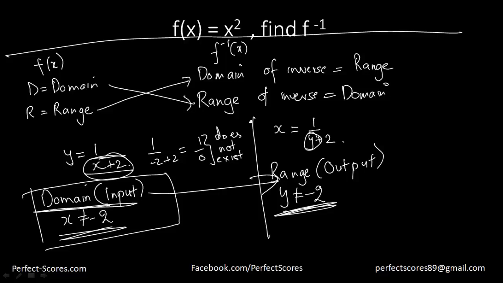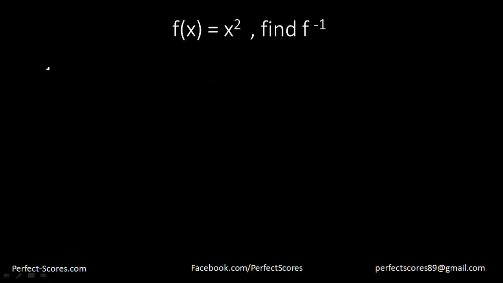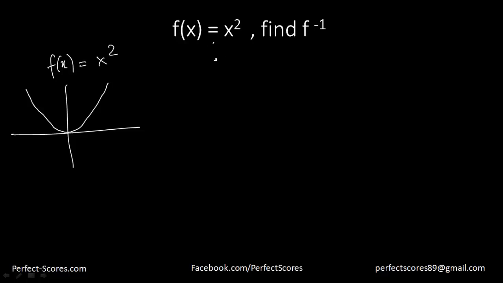Now let's talk about the other thing also, that is what happens geometrically to the inverse. So let's suppose I have a function f of x is equal to x squared. So x squared looks like this. Now 1 comma 1 is on the function, x is equal to 2, y is equal to 4 is on the function, x is equal to 3, y is equal to 9 is on the function, x is equal to 4 and y is equal to 16 is on the function.